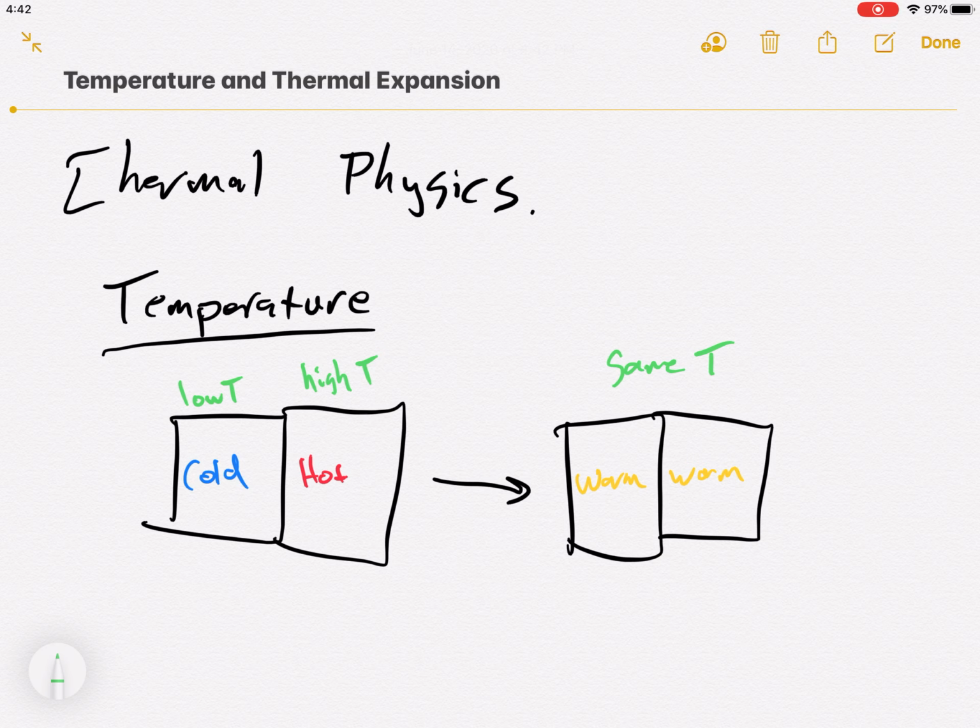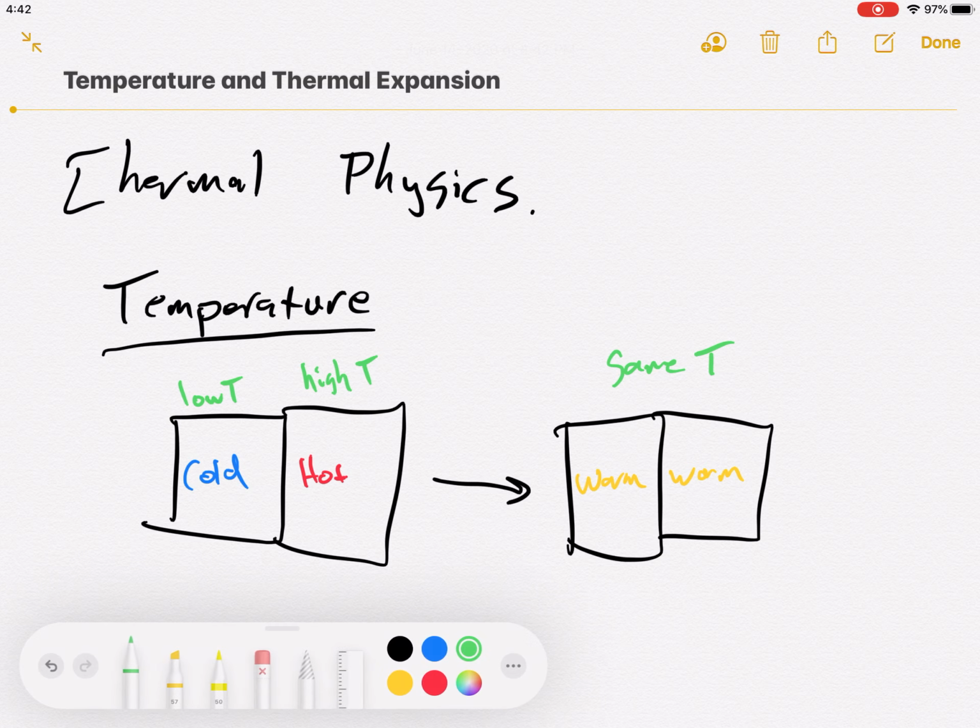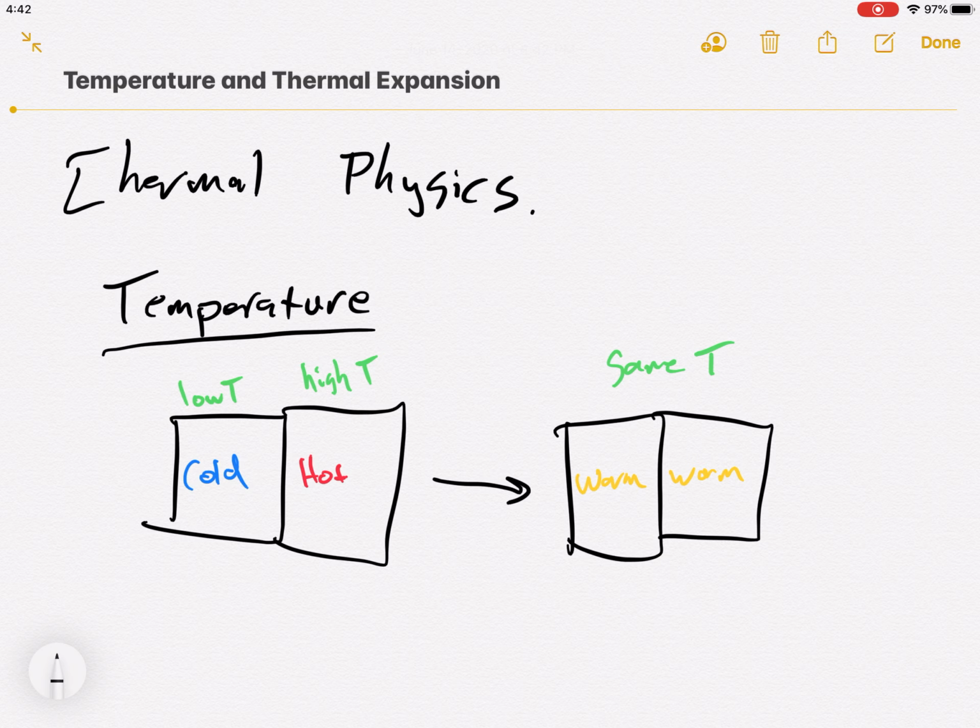Kind of like density. Mass is an extrinsic property. It depends on how much you have. But density, like mass density, is an intrinsic property. It just depends on the material. Similar with this sort of thing.